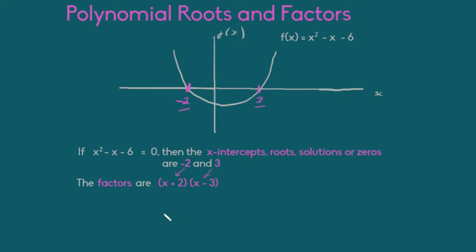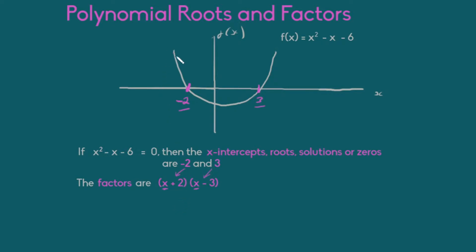This is because we want each pair of brackets to equal 0 with one particular value of x. So if we sub in -2 for x in the first bracket, we have -2 plus 2, which does indeed equal 0. And when x is 3, when we sub that into the second bracket, we have 3 minus 3, which equals 0. That's what you want from factors of polynomials. We want them to equal 0.